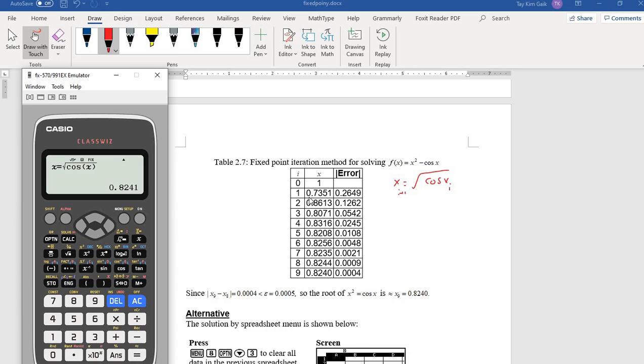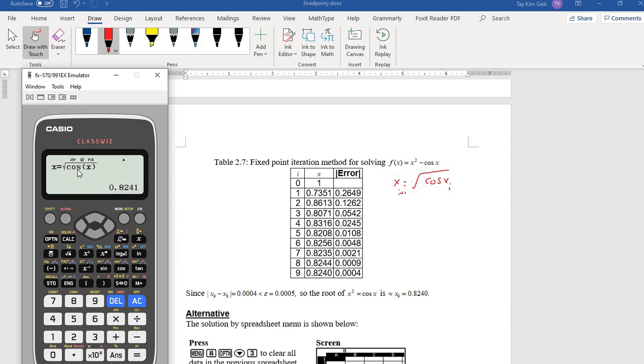You need to put in the new input in order to get 0.8613. After that, you need to calculate again. In order to get 0.8071, you need to key in 0.8613. So that's a difference. If you don't use x equal, you need to key in the new input in order to get the new output. However, using this way, you just need to key in one time, first time. You key in 1, then you get the second output, 0.7381.